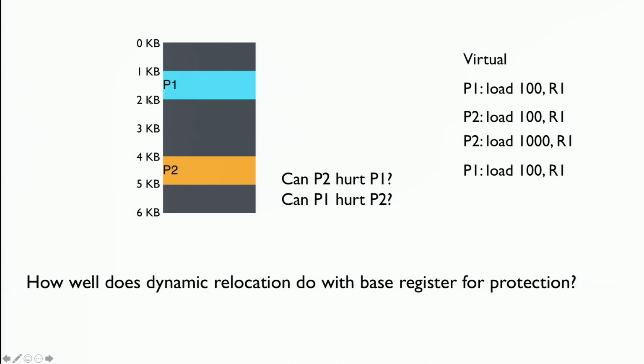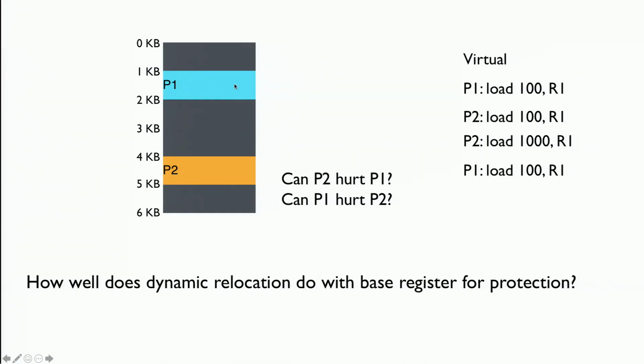Well, look at how I've numbered these things here. It's all unsigned numbers, right? You have no negative numbers. So P2 cannot hurt P1 because it can't generate a physical address that's smaller than 4 kilobytes here. Remember that picture: whatever address it generates in the logical world gets added to the base register. So it's always some value that's at least 4K or higher. Does that make sense to everybody?